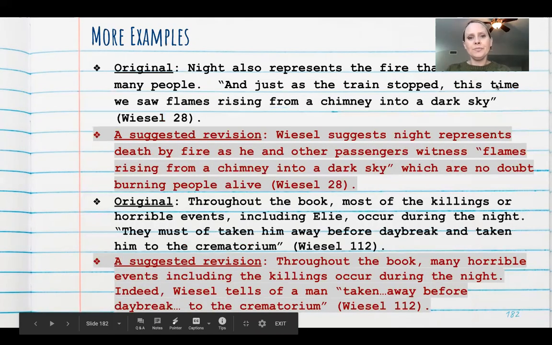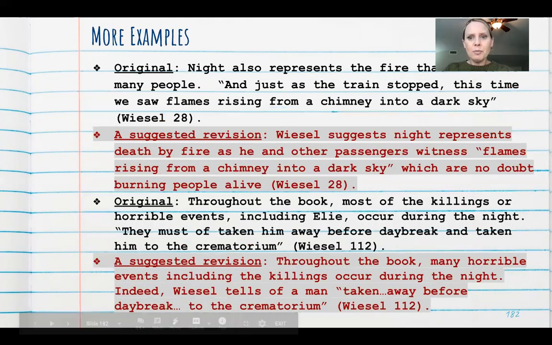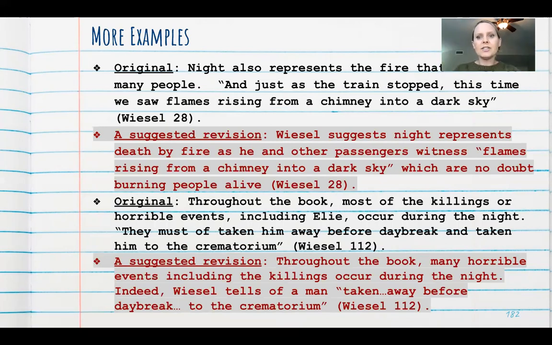Another example. Night also represents the fire that killed so many people. "And just as the train stopped, this time we saw flames rising from a chimney into a dark sky." Revised: Wiesel suggests night represents death by fire as he and other passengers witness "flames rising from a chimney into a dark sky," which are no doubt burning people alive.